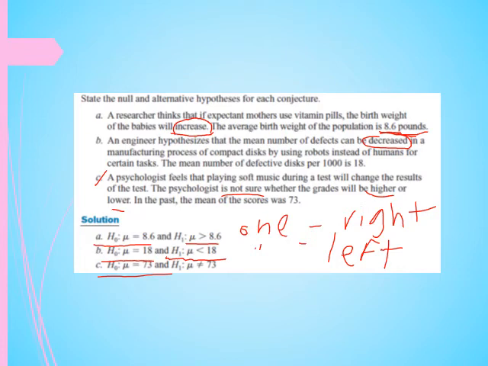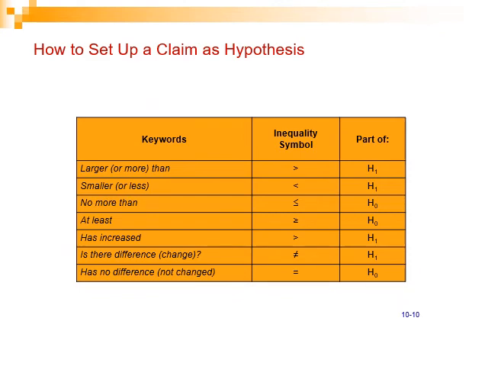So now we will state H0 and H1 as the first step in the hypothesis testing, depending on the given statements in our situations. Also, we can set the claim as a hypothesis like this in this table. It's just a guidance for you to use the symbols or inequality signs in your hypothesis to set H0 and H1 as follows. When you have larger, more than, or greater than, that's H1; smaller than is H1 here. No more than is less than or equal, and at least is greater than or equal in H0. Has increased is greater than, a difference or change is not equal, and no difference is an equal sign.